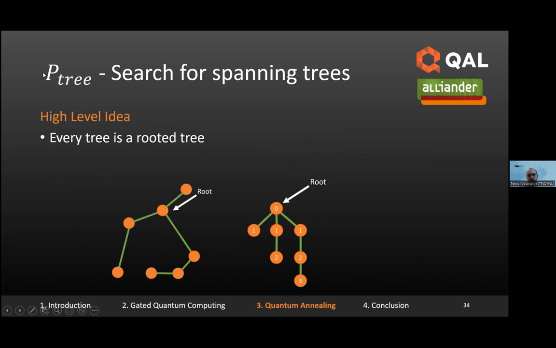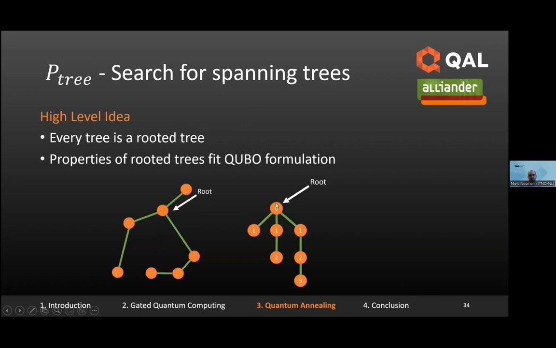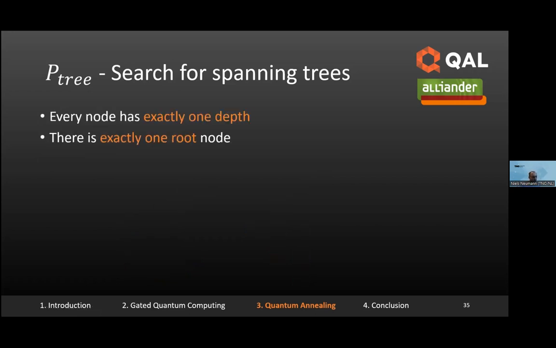We first look at this tree penalty term. And the idea is that every spanning tree is a rooted tree. So we can just pick one node as the root, and from this graph, we obtain the one on the right. And properties of rooted trees actually fit very nicely in QUBO formulations. One property is that every node in our rooted tree has exactly one depth. If we go one step back, we see that the depth is indicated here by these numbers. So the root has depth 1, the ones after that have depth 2, depth 1, depth 2, and then depth 3. And there's also precisely one root node.